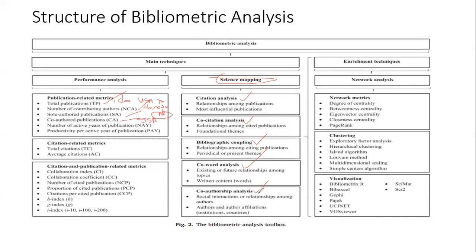Then you have got co-authorship. So basically, these are the main issues that we deal with when we are talking about bibliometric analysis. And then clustering, this can help us to do exploratory factor analysis and hierarchical clustering. But today we are going to focus more on visualization, for which we are going to use VOSViewer. So these are the things I would ask you to go and read, but I don't think there will be a very big problem. Let me go to the next slide.